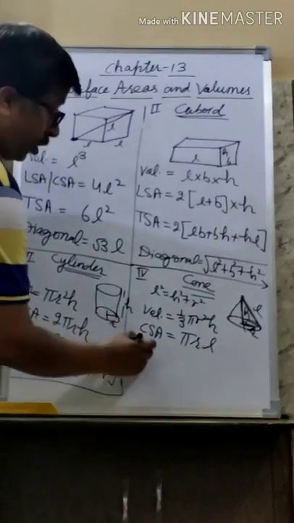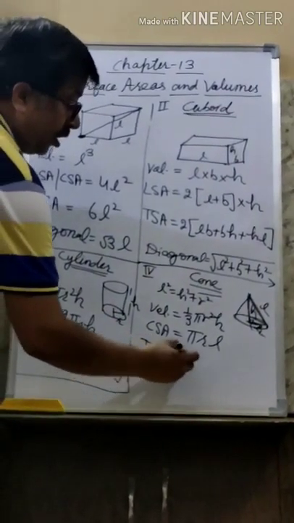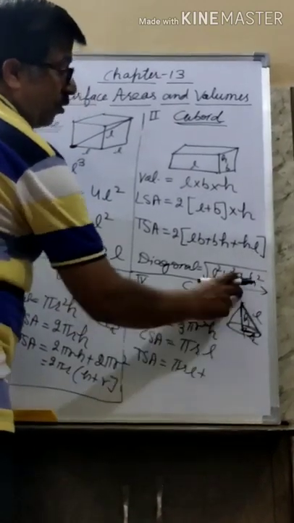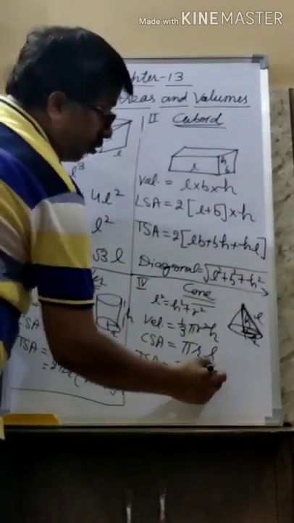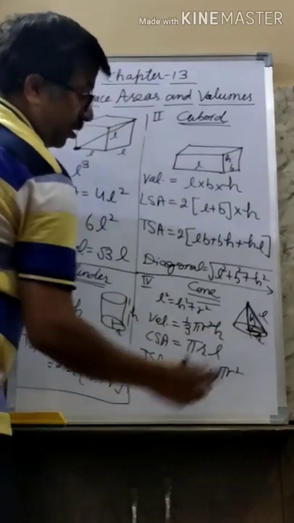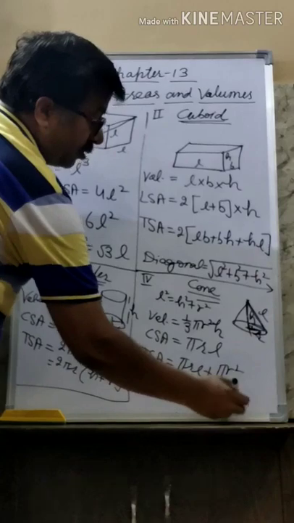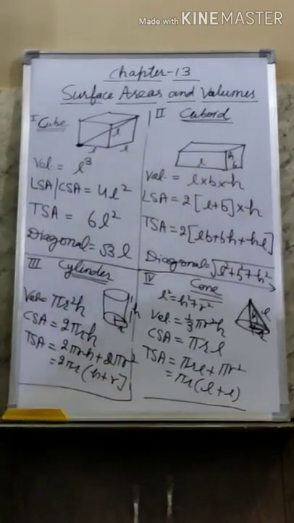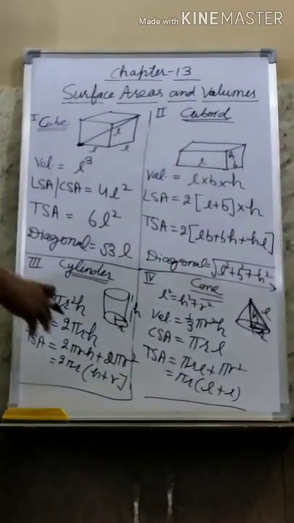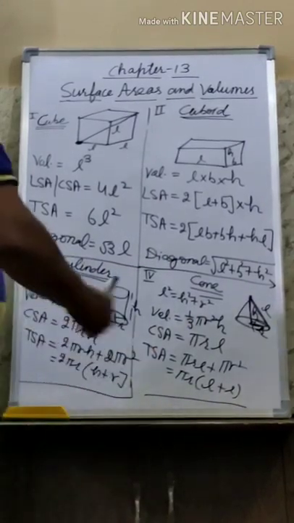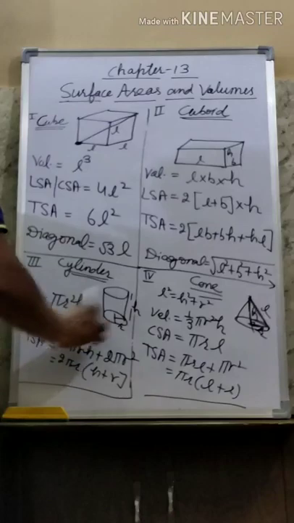Understand? Now TSA. TSA means CSA plus the area of the ends. Top and bottom: the top is the vertex, don't count it. And the base is pi r square. So pi r common, so pi r into L plus r. This is the total surface area of the cone. Clear this? So when you learn the cylinder and cone, you learn them together.